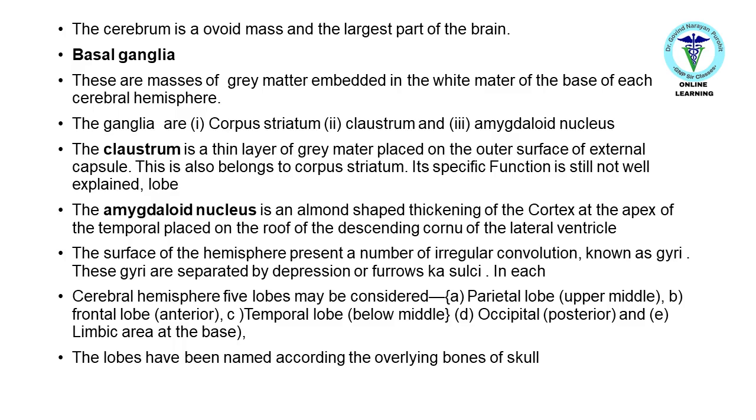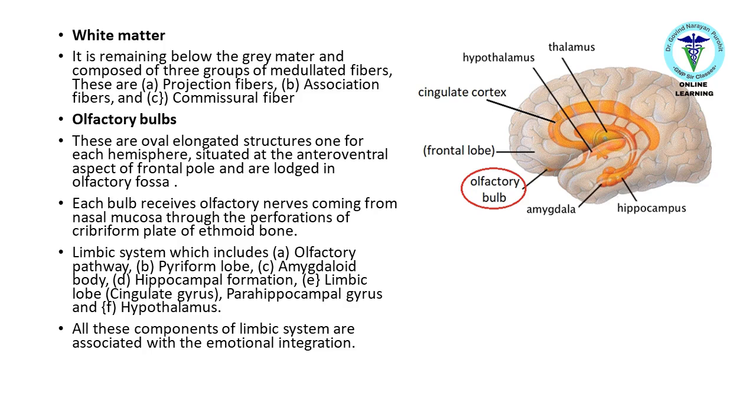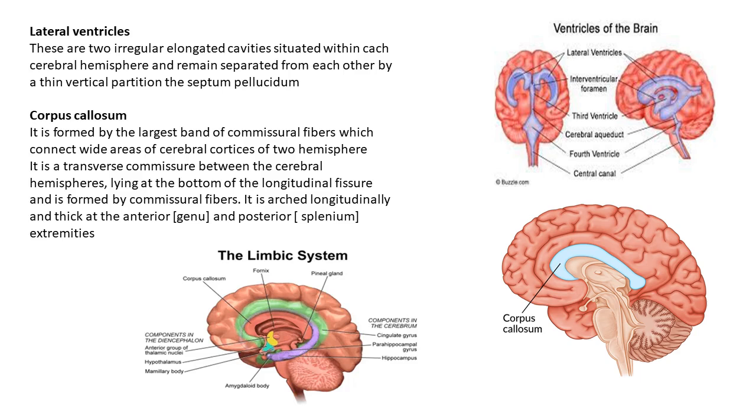The cerebrum is the brain's largest part, with regions like the basal ganglia and amygdaloid nucleus playing roles in movement and emotion regulation. The brain's surface features fissures and layers of gray matter, each with specific roles in processing information and controlling functions. White matter consists of myelinated fibers that connect different brain regions, while olfactory bulbs are involved in the sense of smell. The lateral ventricles and corpus callosum are key brain structures, with the corpus callosum facilitating communication between the brain's hemispheres.